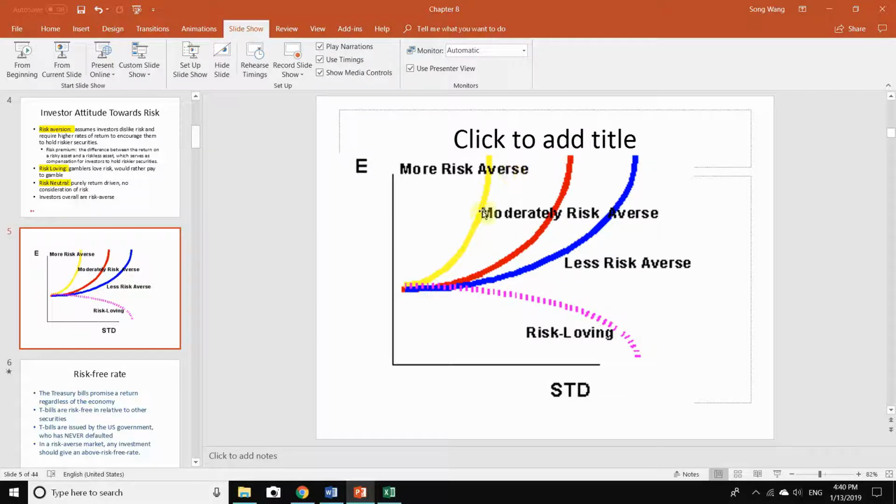Or on this side, you have risk-averse people, but people have different risk-averse attitudes. For more risk-averse people, for a small amount of risk increase, they would require a high return for compensation. And for less risk-averse people, if there's a higher increase in risk, then they just require a small amount of return for compensation. Okay, so these people are less risk-averse.